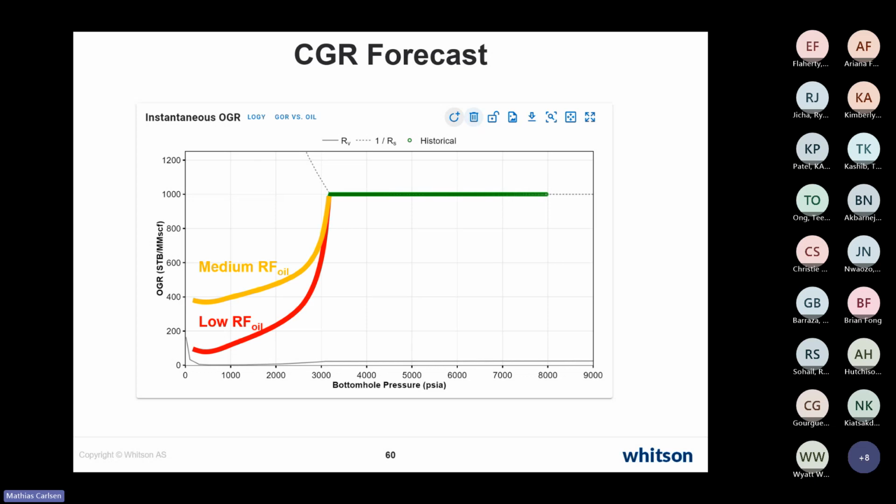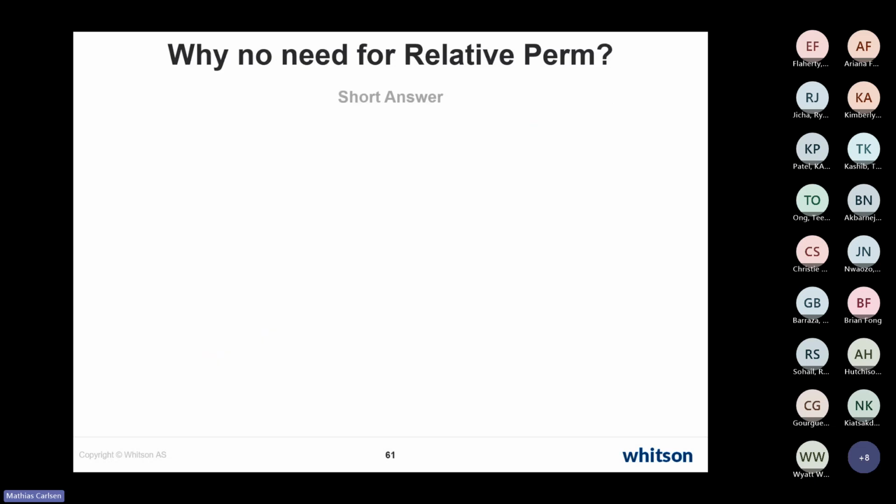And if it's higher, you get a higher recovery factor for oil. And how do you do that forecasting? How do you QC that that's correct? All those things, that's what we're going to go through in the course today.